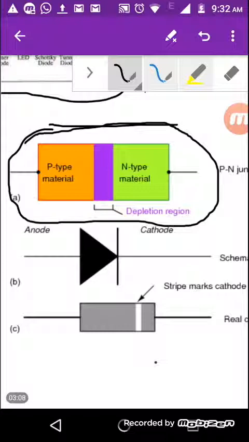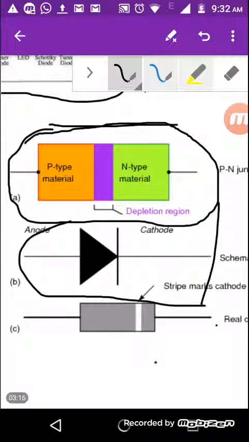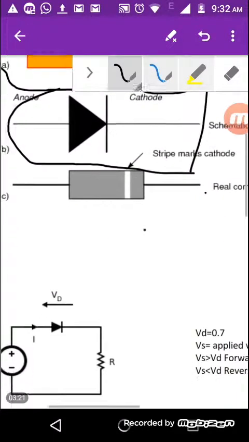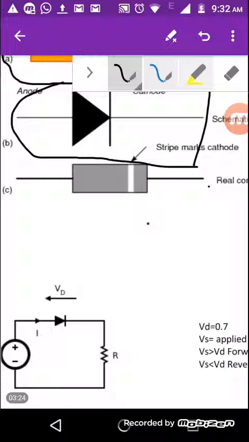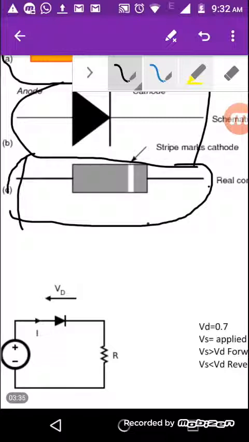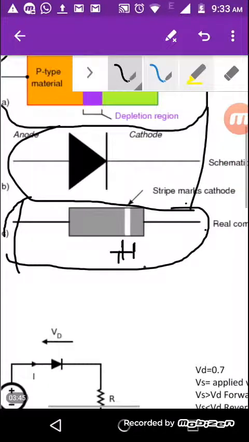And now when you see this kind of diagram, you get the doubt of how it looks originally. The original diode looks somewhat like this. This white strip over here is actually indicating the line on this diode.